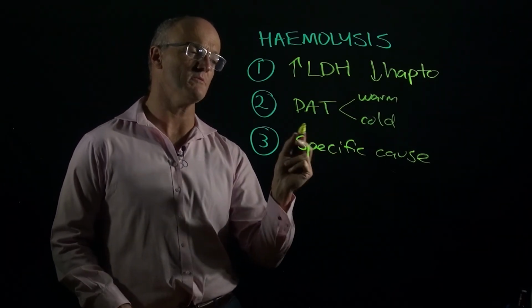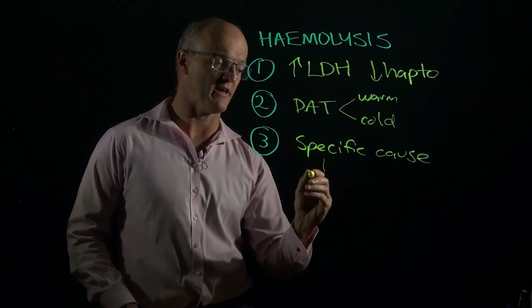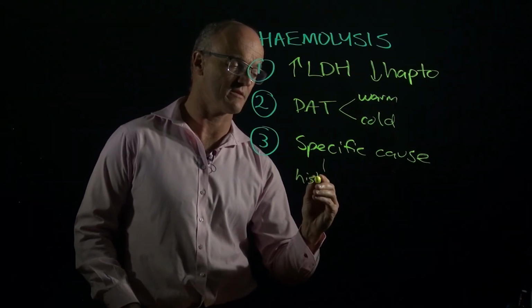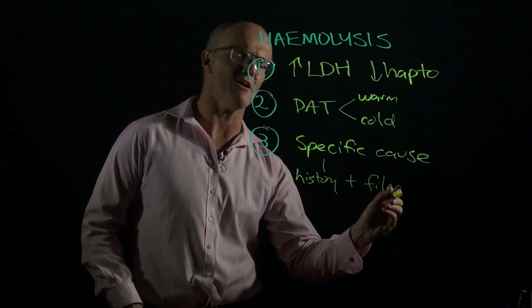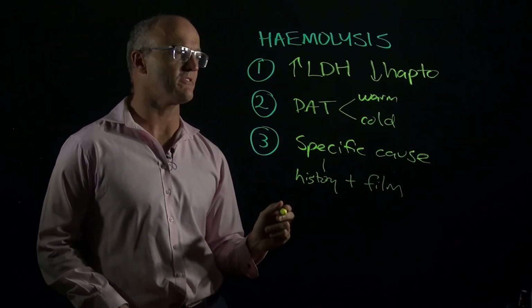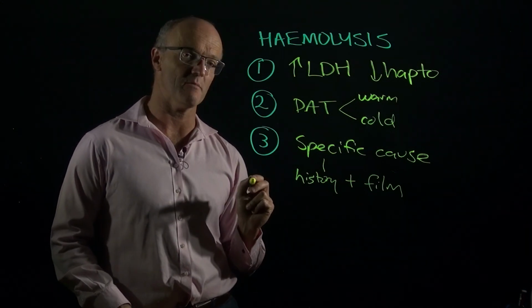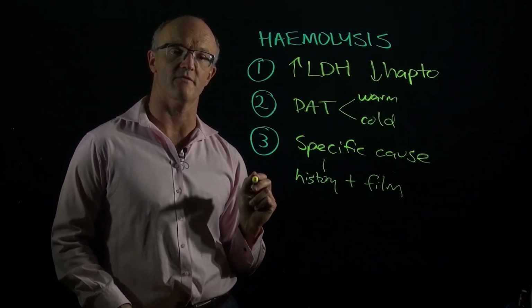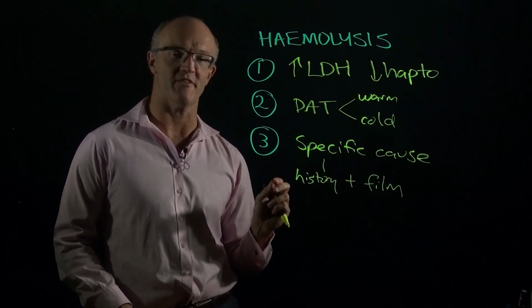But if you have a Coombs negative hemolytic anemia, you will need a combination of the history plus the blood film. So just how does the blood film help us interpret or diagnose hemolysis? So the key to hemolytic anemia is the presence of different poikilocytes, and that is the topic of our next section.